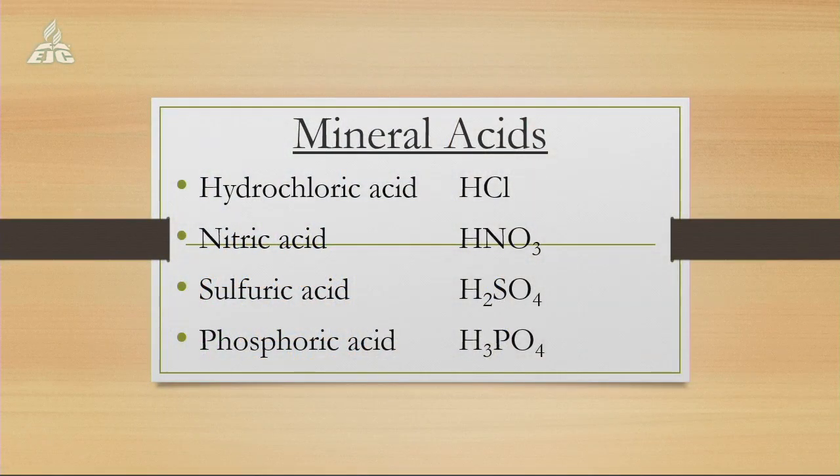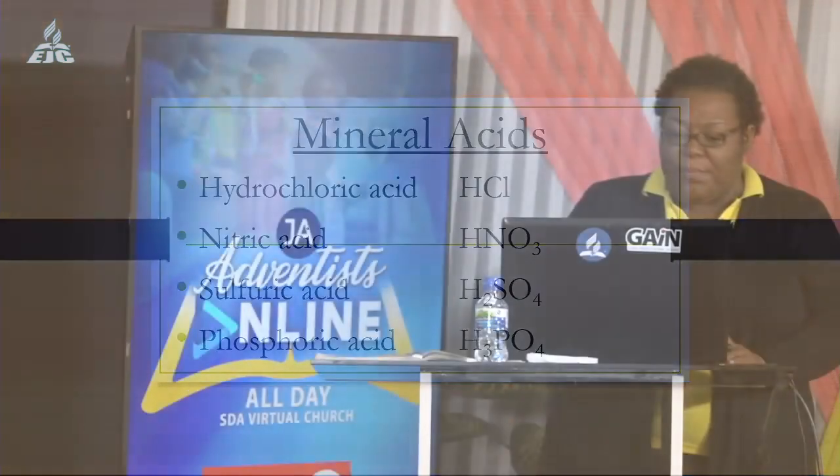They come from minerals. They are not from living or organic material. And here we have a few of them. I know most of you are familiar with at least one. Here we have hydrochloric acid, as we mentioned before, HCl, nitric acid, HNO3, sulfuric acid, H2SO4, and phosphoric acid, H3PO4. So for CXC, we really need to concentrate primarily on these mineral acids.